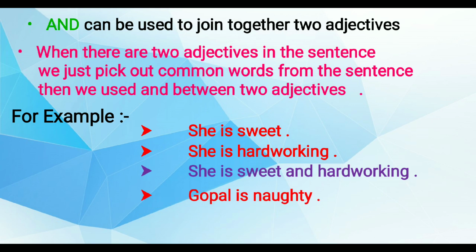Let's see another example. Gopal is naughty. Gopal is lazy. Here also two adjectives are there. So what can we do? Same way, we write the common part first. Gopal is the common part of these two sentences, and then we write naughty, then we write and, then we write lazy.